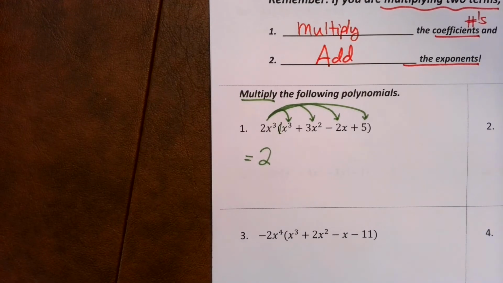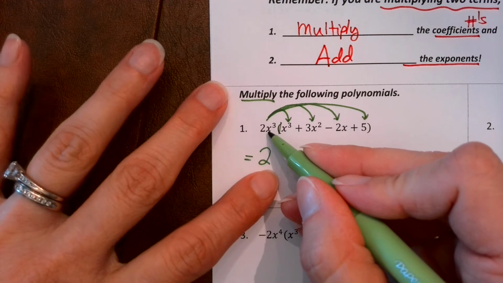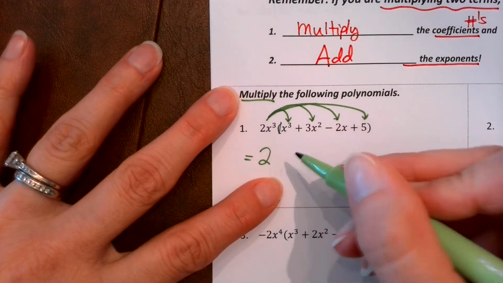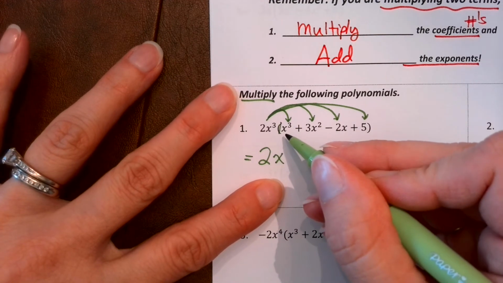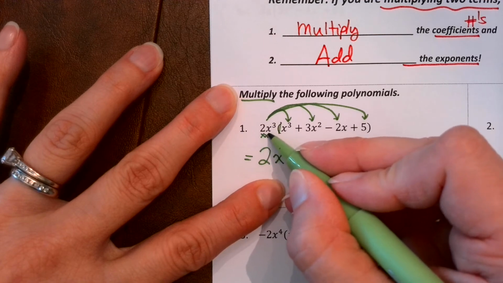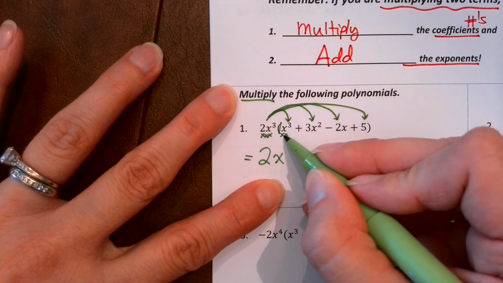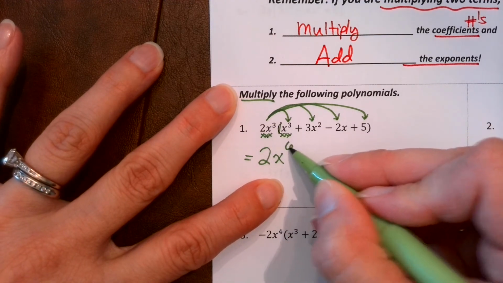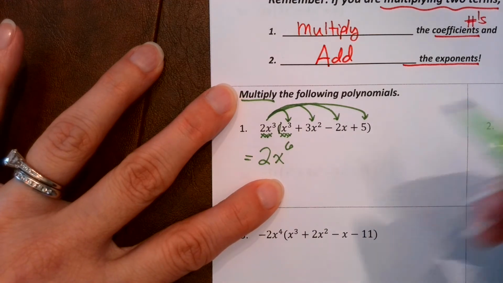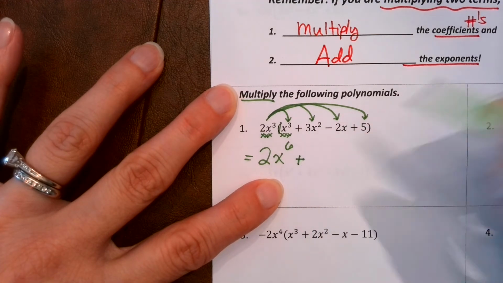Now let's take a look at the x's. X to the third times x to the third. So how many x's is that? He's got 3, he's got 3. Oh, that would be 6. Okay. Plus, let's do the second term.